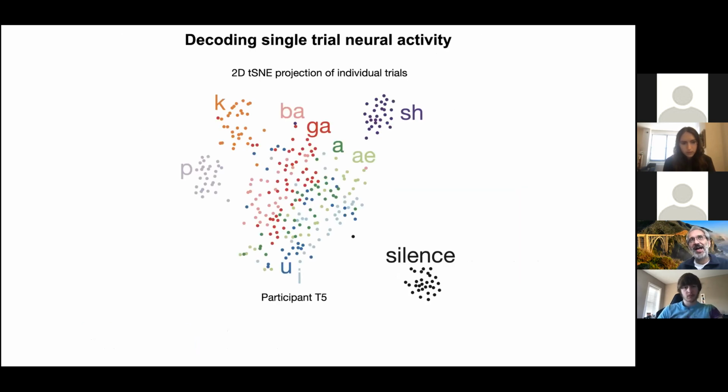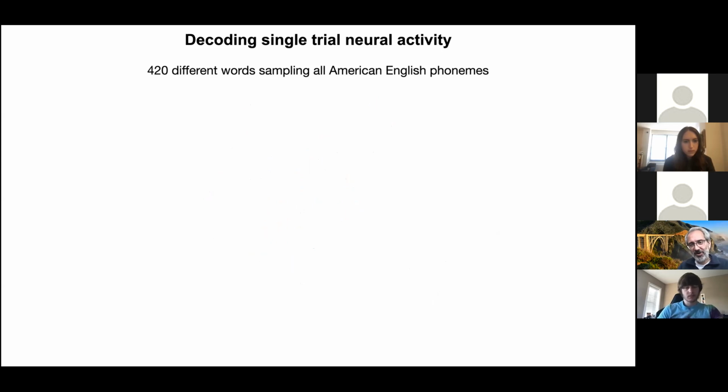Okay, last, decoding. We can go in, we can look at the clustering of different phonemes. This is decoding single trial neural activity, right? Because I have not shown you the ability to decode single trials yet. Is the signal that I've been describing, which is weaker than it ought to be in another area, strong enough that we could decode it on a single trial if we wanted? The answer is pretty much yes. Not great, but yes. So we had 420 different words sampling from all phonemes, okay?